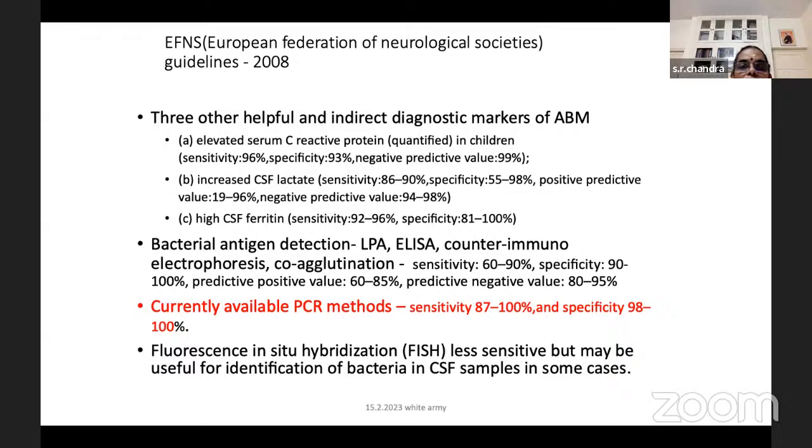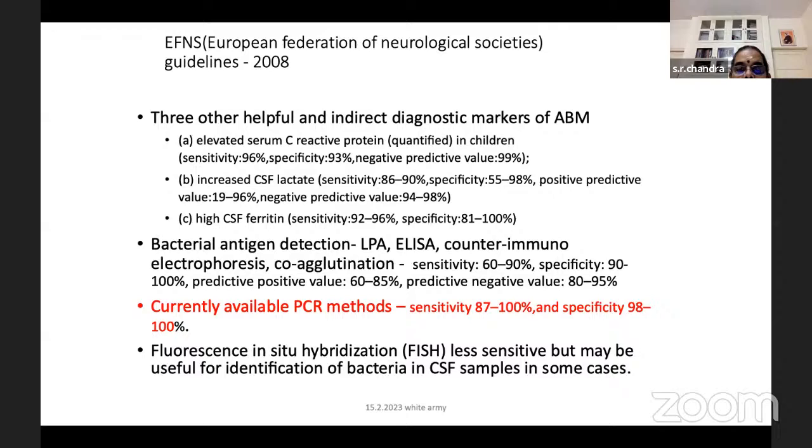So other helpful and indirect diagnostic markers of acute bacterial meningitis are elevated serum CRP, increased CSF lactate, and high CSF ferritin. These are not mandatory recommendations. So these are done when you reach the higher hierarchy and there is confusion, in partially treated cases. So when are you going to withdraw the other antibiotics? Then bacterial antigen detection using LPA, ELISA, counter immune electrophoresis, and all these tests have higher sensitivity to detect the bacterial antigen.